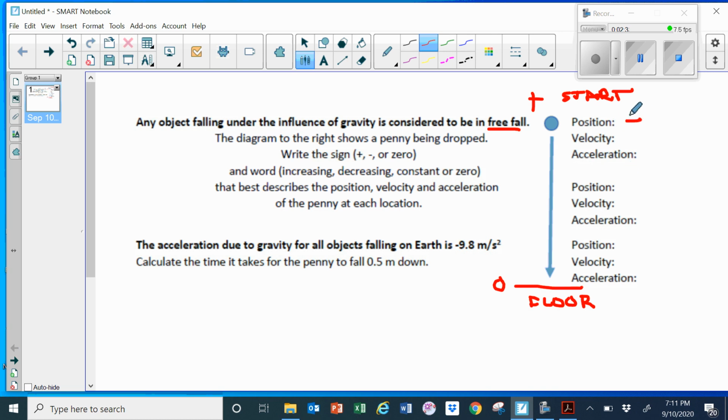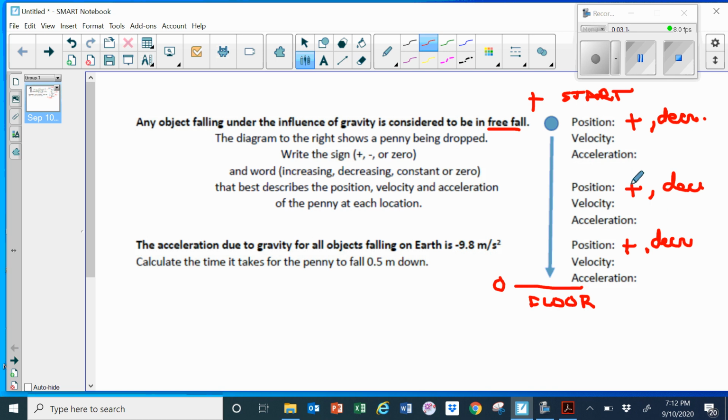Well, it's going to be positive, right? It's going to always be in a positive position, because if the floor is 0, this is always going to be positive. So the sign is going to be positive for the position. Now the word increasing, decreasing, constant, or 0, well, it's going to be decreasing, isn't it? Because the highest point is going to be here when it gets dropped. Here's the middle point, and here's going to be the lowest point, right before it hits the floor, okay? So the position is going to be positive and decreasing all the way down. It's not going to change, okay?